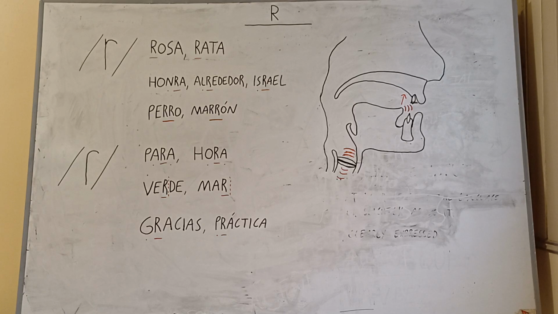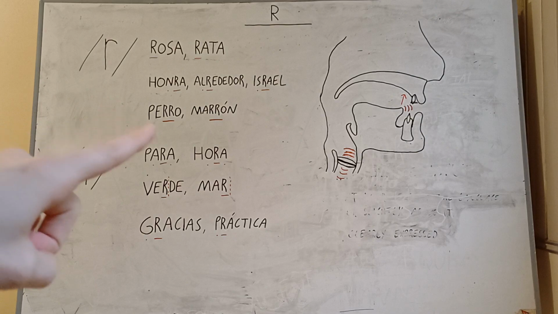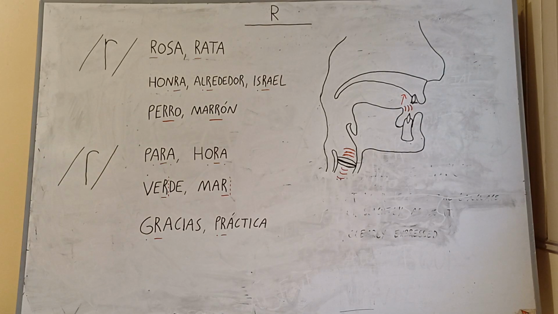And the third case, we produce the trilled r sound when we have a double R, like in this third row. Perro, marrón. Perro marrón, which in English would be translated as brown dog. Perro marrón.